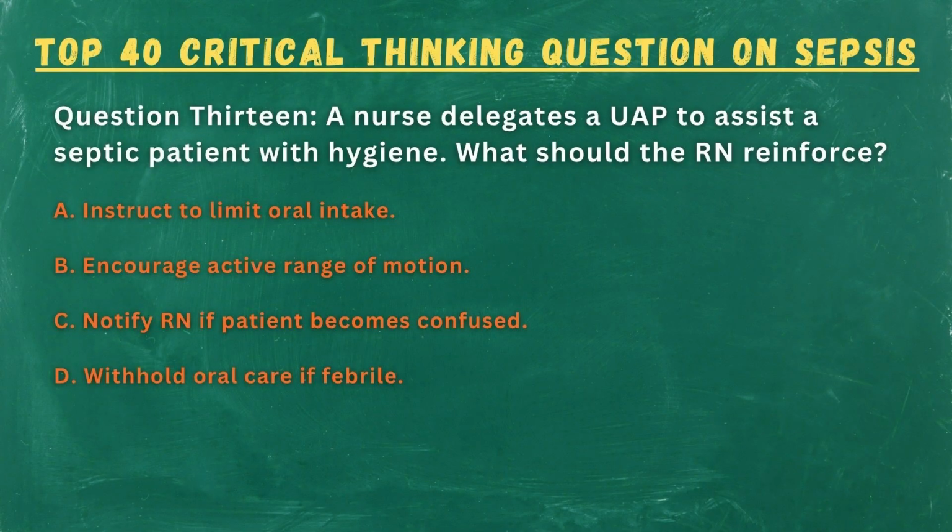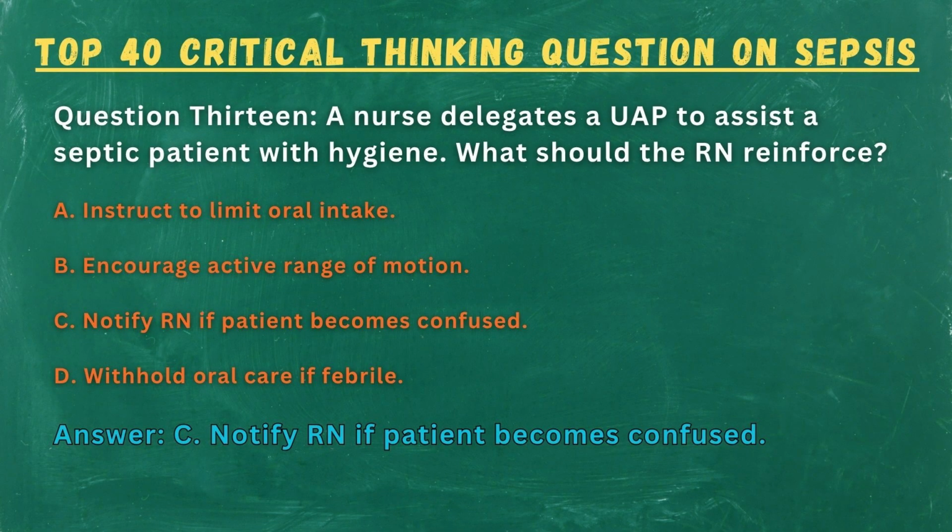Question 13. A nurse delegates a UAP to assist a septic patient with hygiene. What should the RN reinforce? A. Instruct to limit oral intake. B. Encourage active range of motion. C. Notify RN if patient becomes confused. D. Withhold oral care if febrile. Answer: C. Notify RN if patient becomes confused.